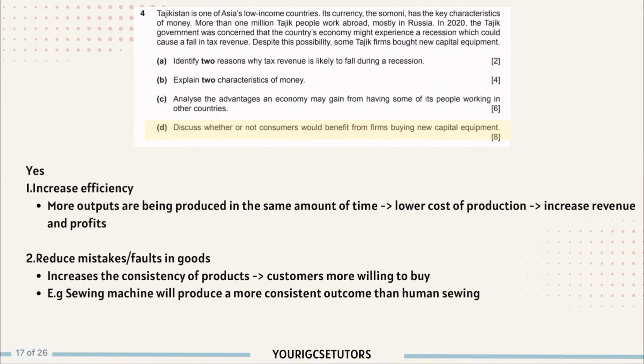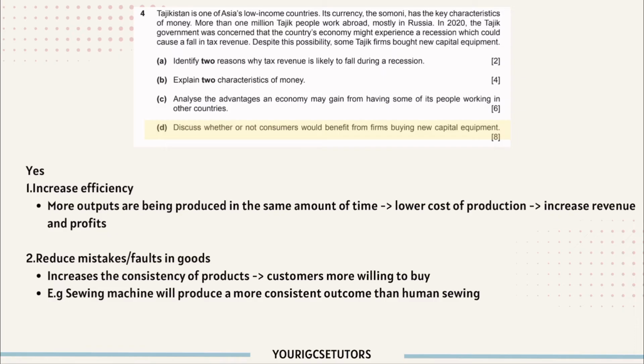D. Discuss whether or not consumers would benefit from firms buying new capital equipment. So what is capital equipment? Such as machinery. This is an example. So first, it can increase efficiency. So like using machinery, more output is produced in the same amount of time. So this lowers the cost of production and increases revenue and profits.